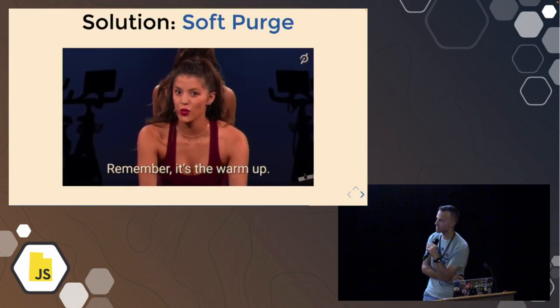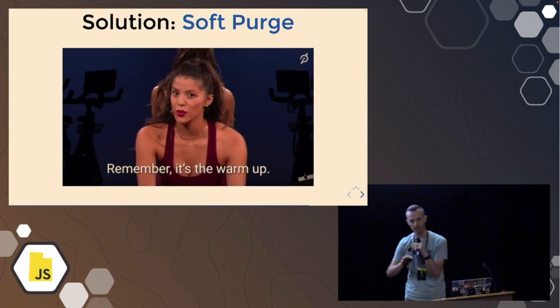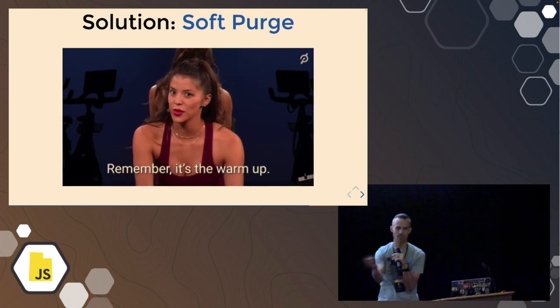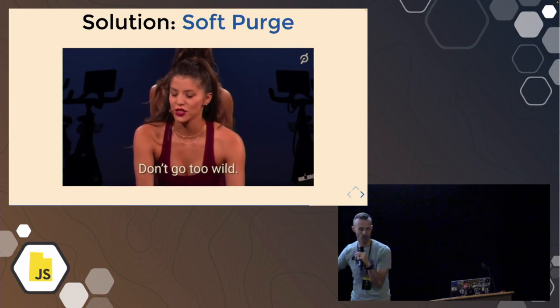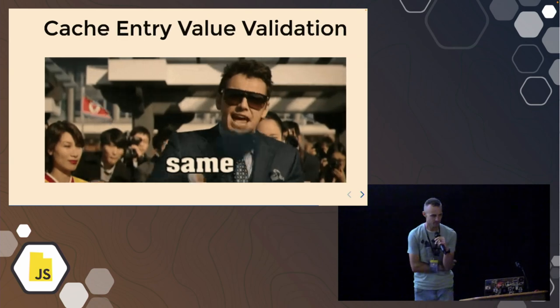Soft purge is a really good way to deal with this problem, to just say, hey, hang on to the stuff. Feel free to send stale versions to people while we're regenerating different parts of the cache.